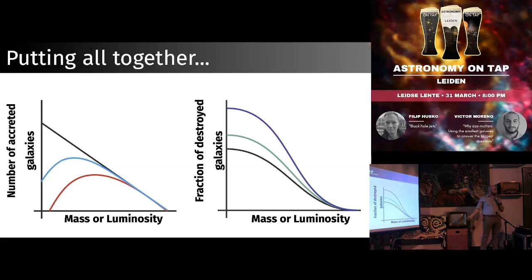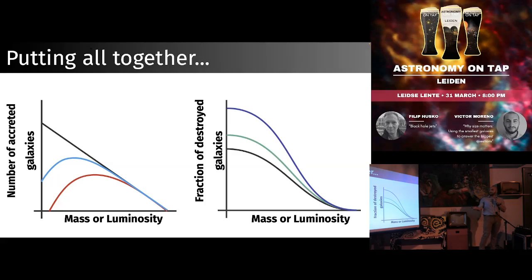So putting it all together, on the left-hand side, you can essentially plot the number of accreted galaxies as a function of mass or luminosity. Different dark matter models predict different numbers. Black is the vanilla dark matter model that we have. But as I showed earlier, different dark matter models will suppress the number of small galaxies that you would accrete, and therefore the number of galaxies you would expect around the Milky Way.